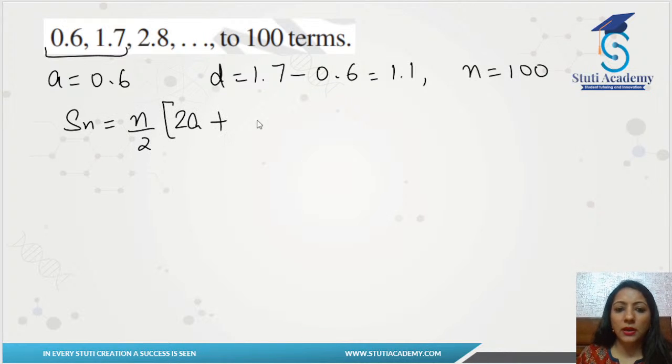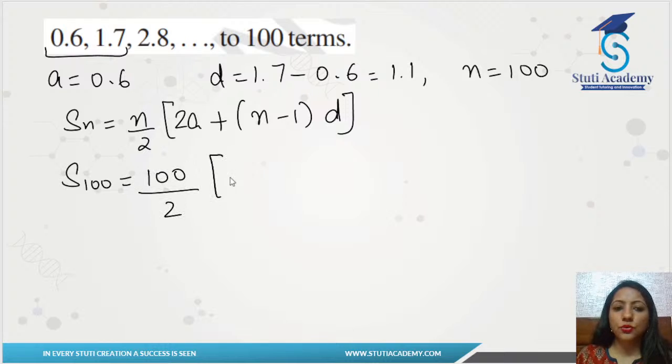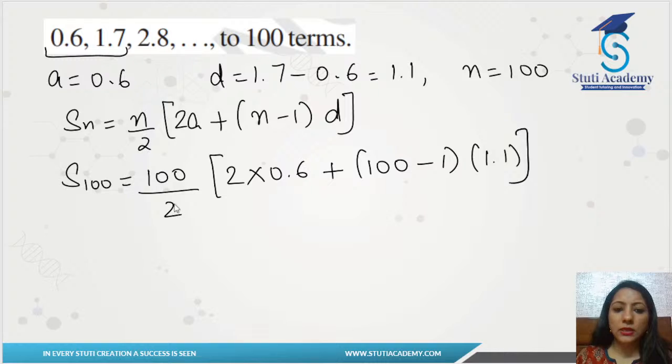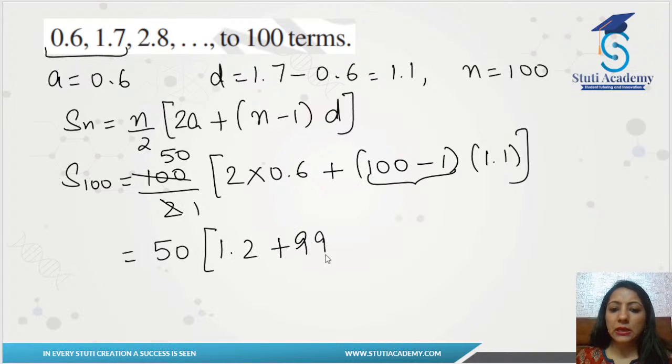So I'll write the formula: N by 2 into 2A plus N minus 1 into D. So S100 is 100 upon 2 into 2 into 0.6 plus 100 minus 1 into D, that's 1.1. And you can cancel this out, we will get 50 here. So 50 into 1.2 we will get, and we can write here 99 into 1.1. So this is 50 into 1.2 plus 99 into 1.1.